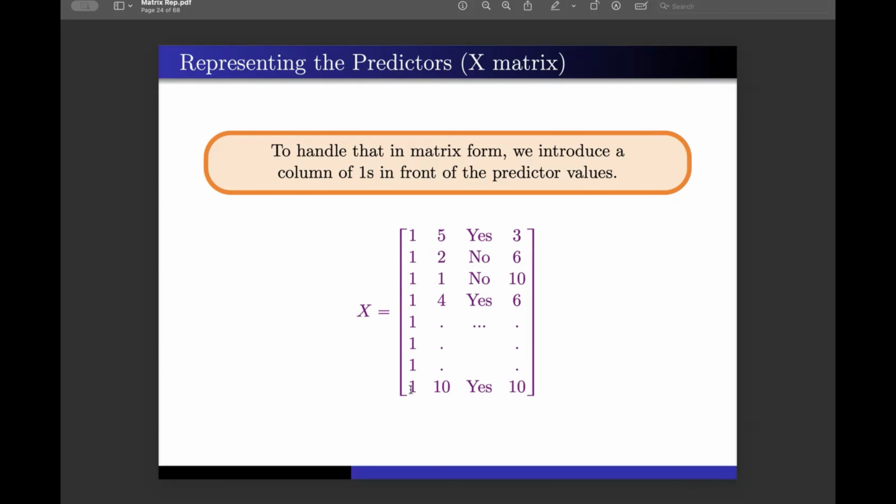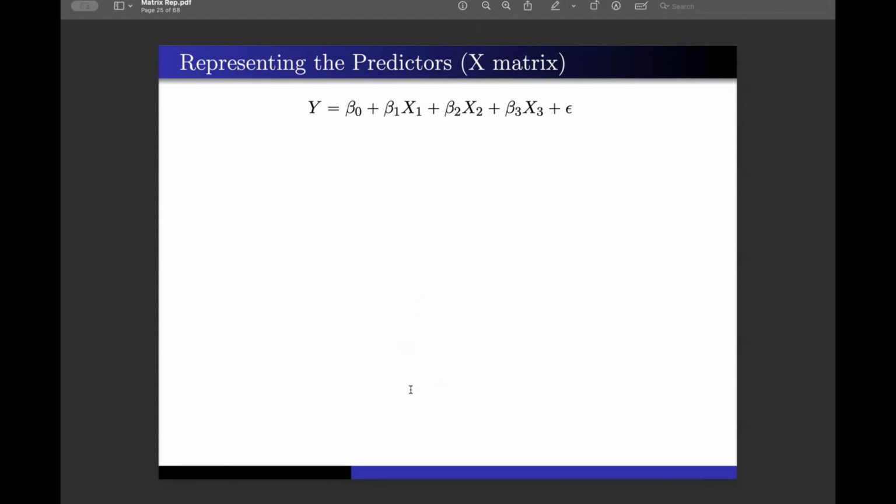So given this equation, y equals beta naught plus beta 1 x1 plus beta 2 x2 plus beta 3 x3 plus epsilon. Now here the intercept beta naught is not multiplied with any independent variable, but we can think of it like this: beta naught is multiplied with 1. Beta naught is equal to beta naught times 1.